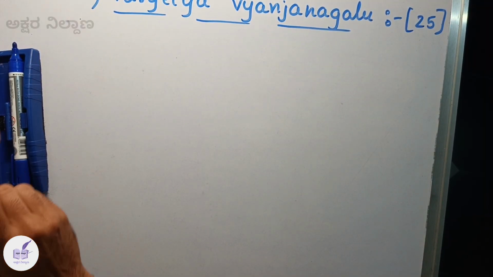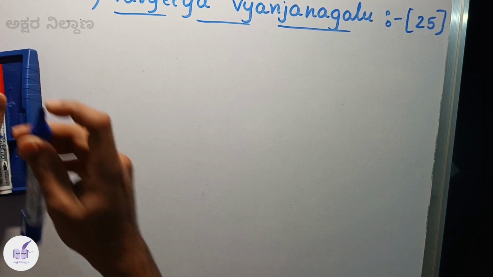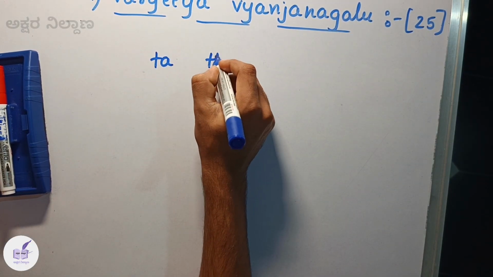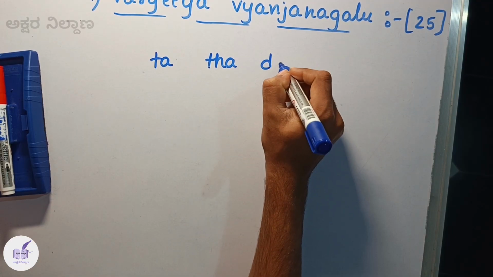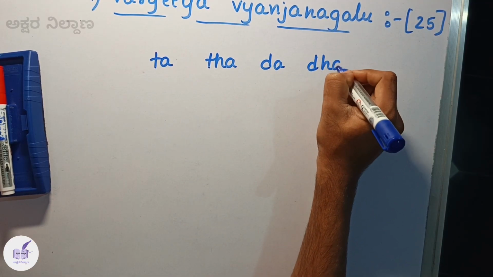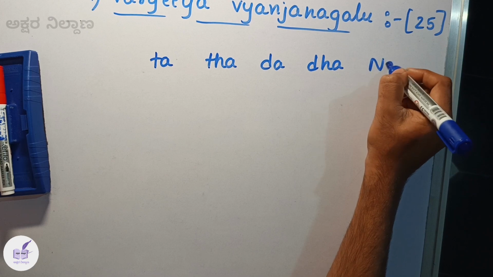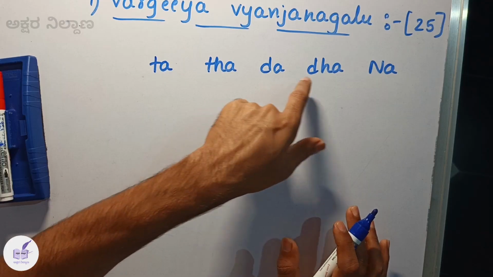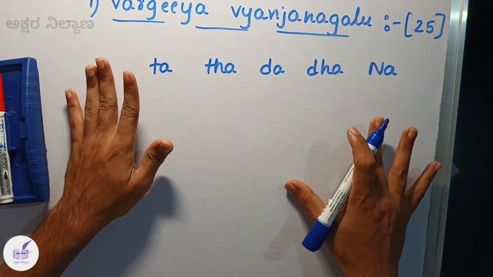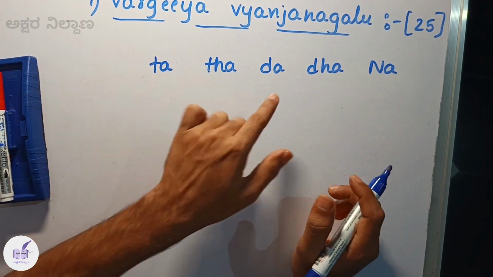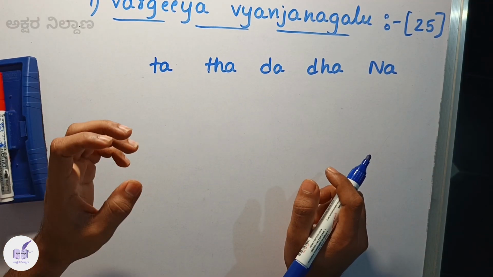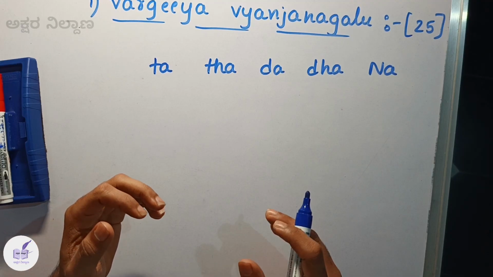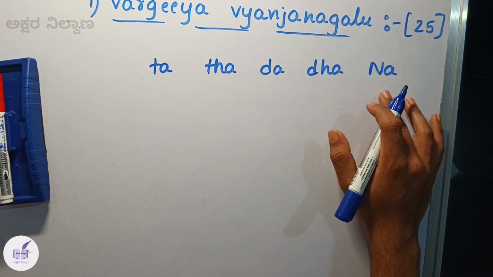Next 5 letters are ta, tha, da, dha, na. When you pronounce all these 5 letters, you already know the first and third letters are with a short or simple pronunciation. The second and fourth need extra effort to pronounce, and the last letter is a unique one which needs the help of our nose.